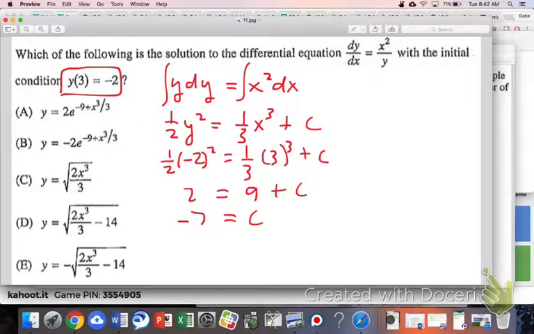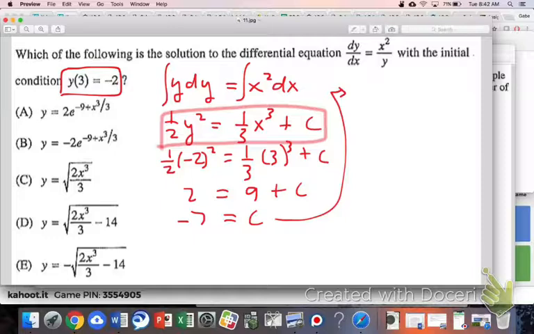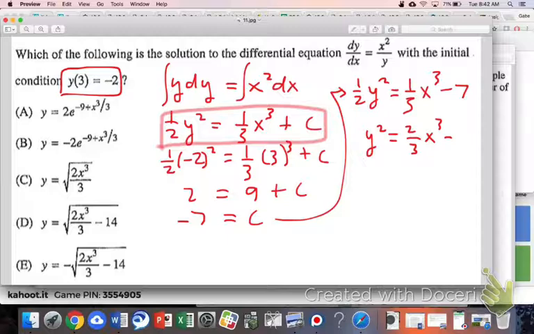Make sense? And then I'm just going to plug that back in on the step that I used to find my c. So that will give me 1/2 y squared equals 1/3 x cubed minus 7. And then lastly, it's just an issue of solving for y. So you multiply everything through by 2. Y squared is equal to 2/3 x cubed minus 14. And then you got to square root both sides.